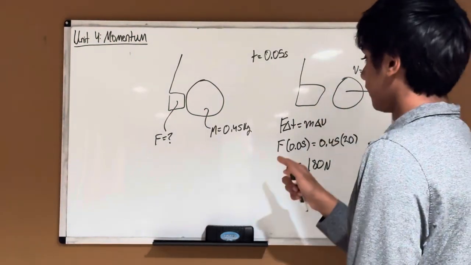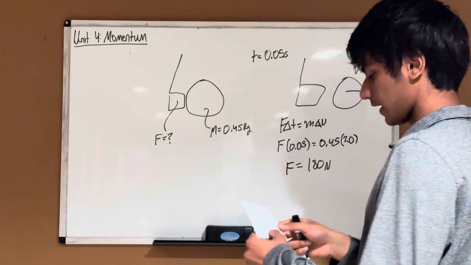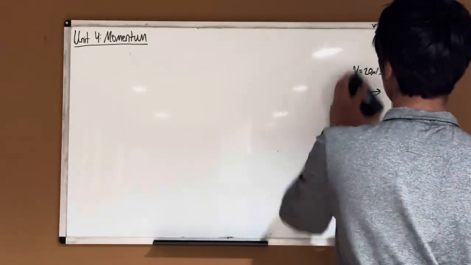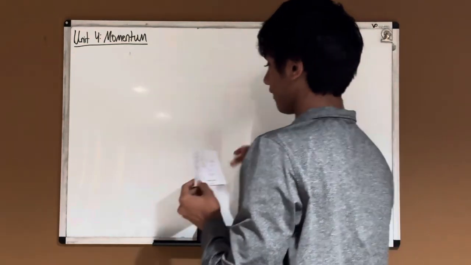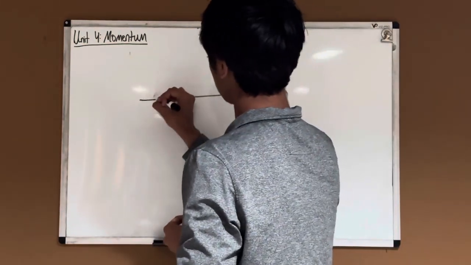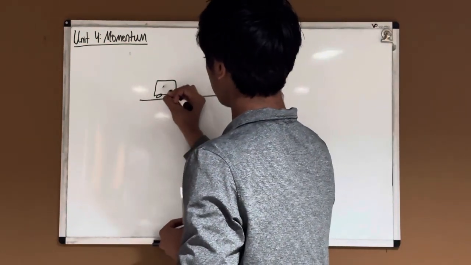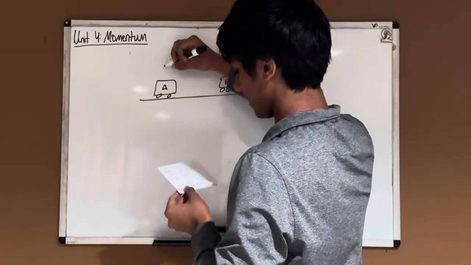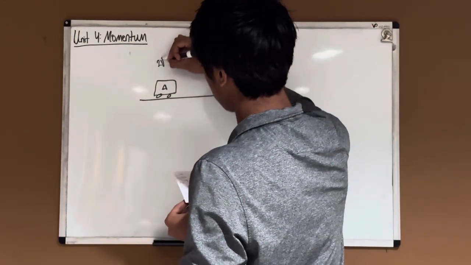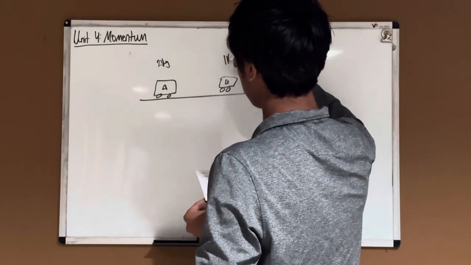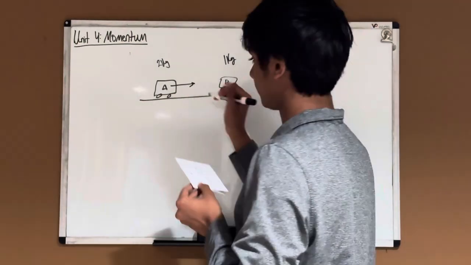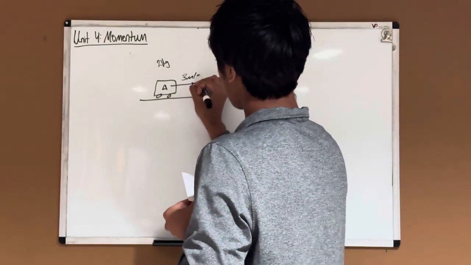So that's an example of an impulse momentum problem. And next, we'll try out a collision problem. Let's say we have a cart here, call it A, and a cart here, call it B. Cart A has a mass of 2 kilograms, cart B has a mass of 1 kilogram, and cart A is going at a velocity towards cart B at 3 meters per second.